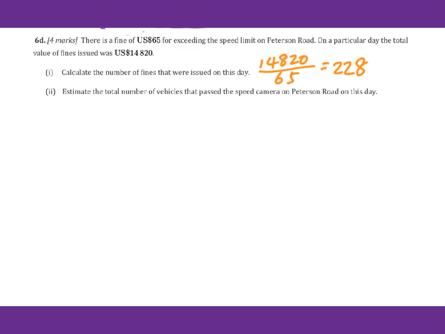For 6D, there is a fine of $65 for exceeding the speed limit. And one day, the value of fines issued was $14,820. Number 1, calculate the number of fines that were issued on this day. So we do division, and get 228.